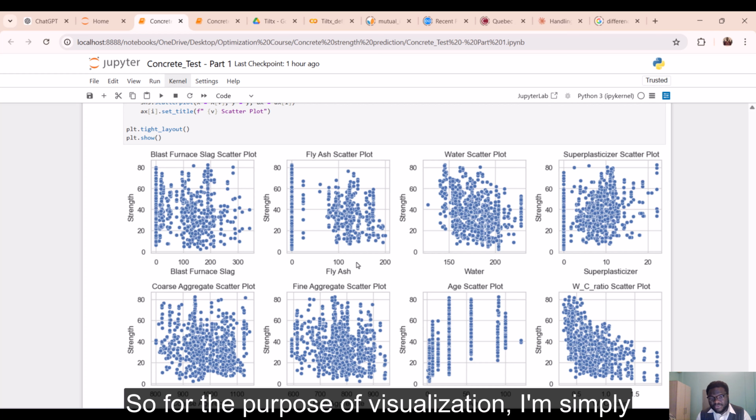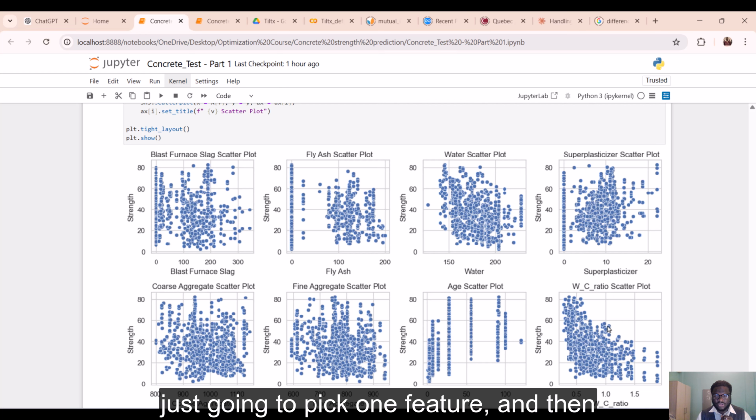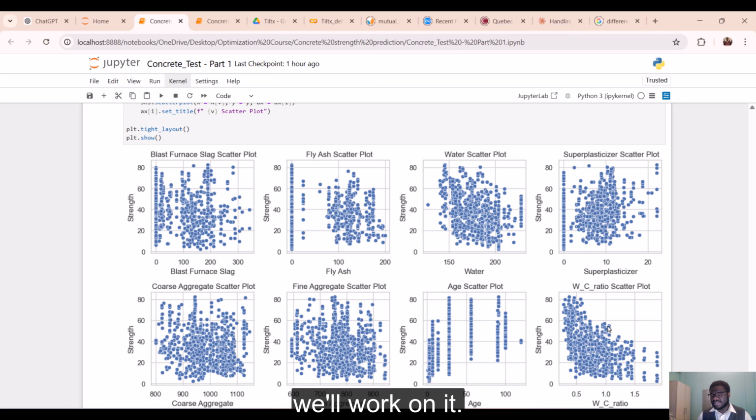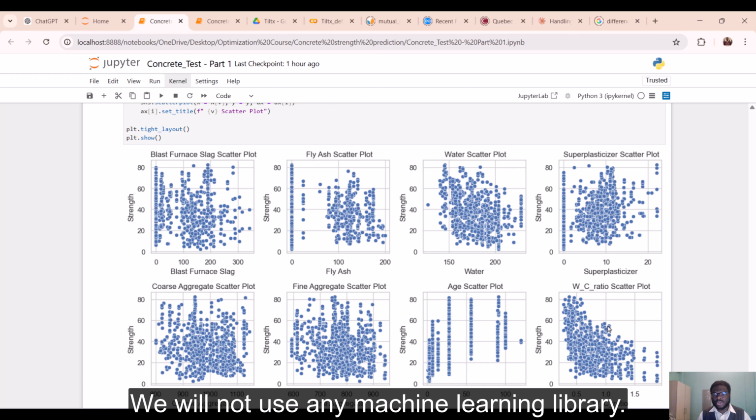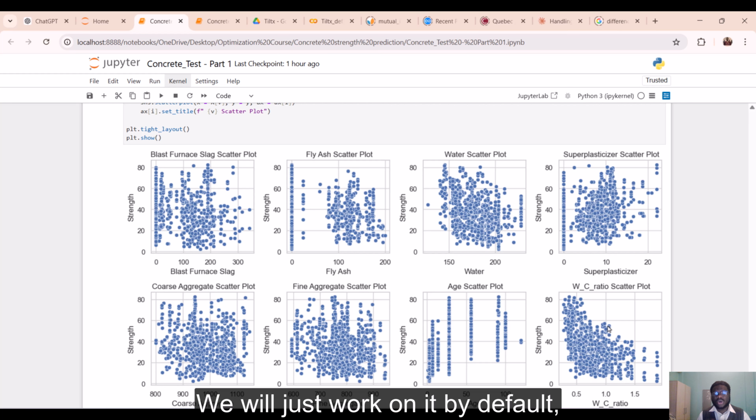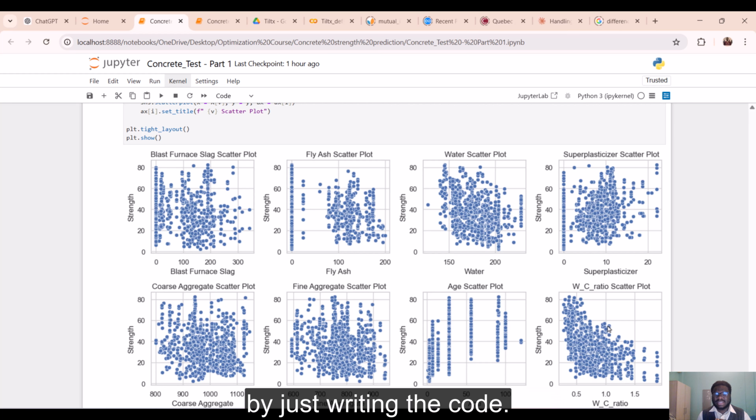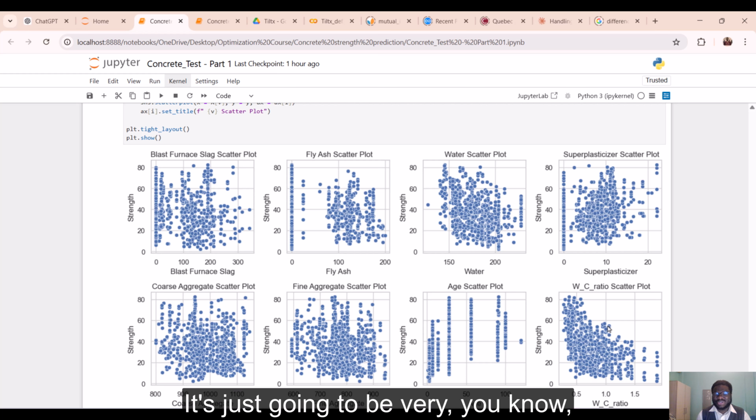So for the purpose of visualization, I'm simply going to pick one feature and work on it. We will not use any machine learning library. We will work on it by default, just by writing the code. It's not going to be a long code. It's just going to be a very simple and interactive code.